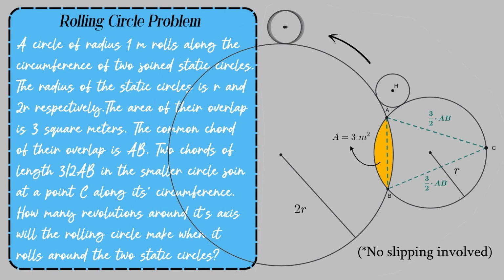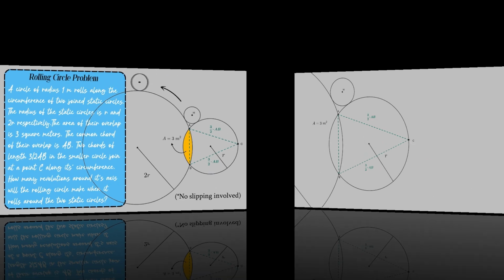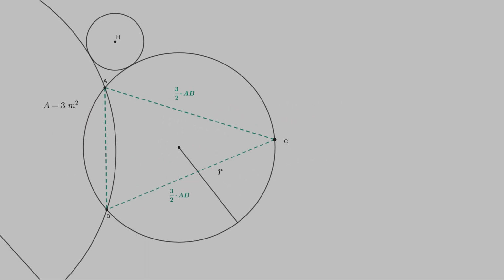Okay, so how do we go about solving this problem? Seems complicated. Okay, first we're going to have to figure out the radius r of the two static circles. Note this triangle here, ABC. We'll call this angle here theta. Let's try to figure out theta.